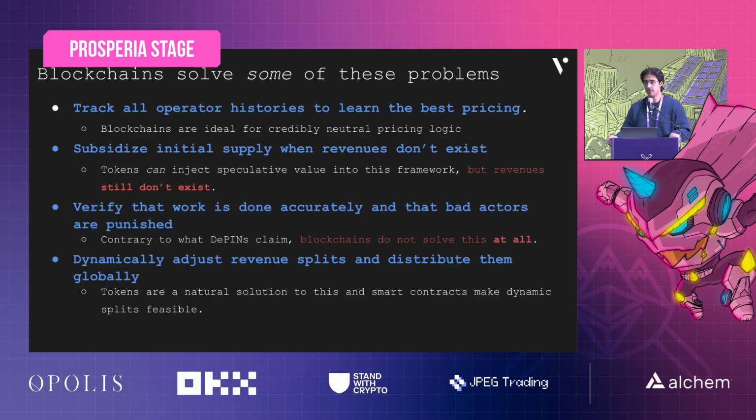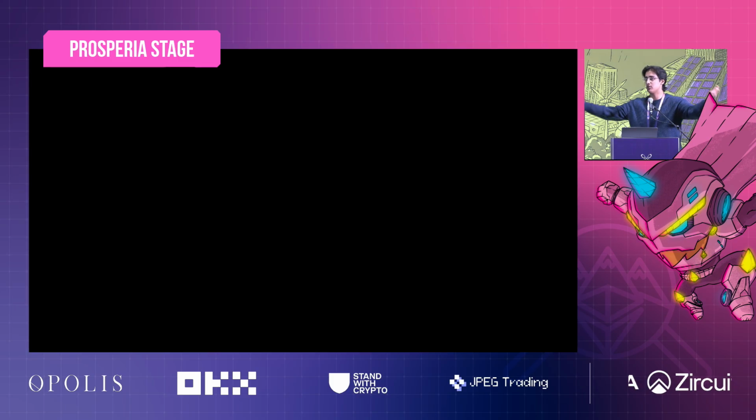Subsidized initial supply. This was, I think, the major assumption of most DePIN protocols in their first phases, that tokens will solve this issue. They can inject speculative value into this, but you still don't have revenue. You need revenue. So that's still an issue that blockchains do not solve. Now, this next one, verifying that work is done accurately and that bad actors are punished, blockchains do not solve this for DePIN at all. Blockchains can verify the provision of blockchains themselves, but they cannot verify work done outside of the blockchain. So that's an issue you need to work with.